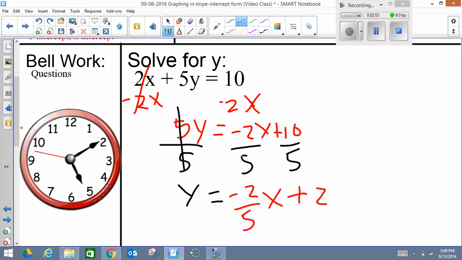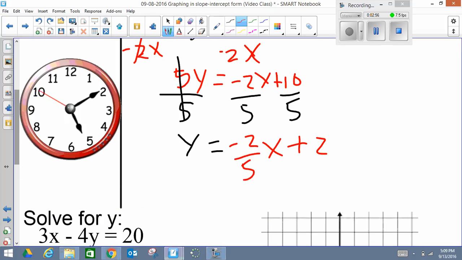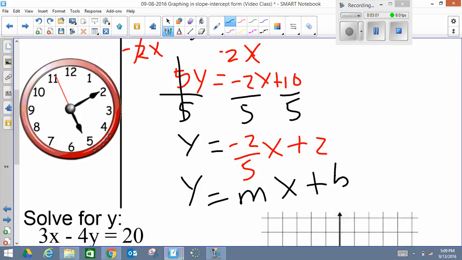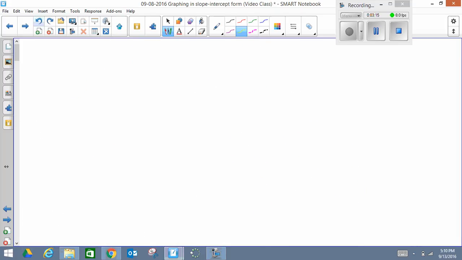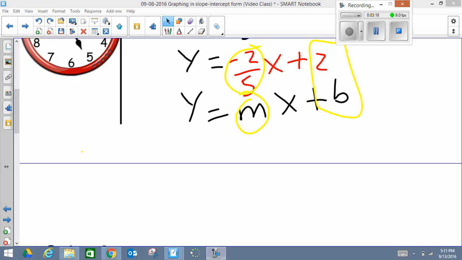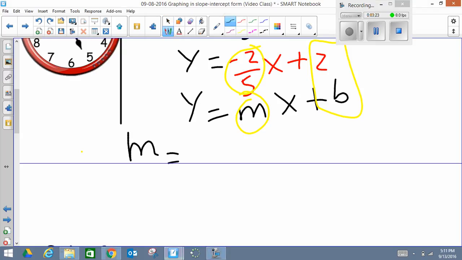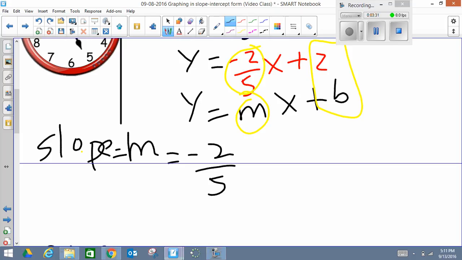Like I said before, the equation is y equals mx plus b. So whatever number is in front of the x is going to be your slope. The number after that is going to be your y-intercept. So let me read. My slope is going to be negative 2 over 5. And remember, that's your slope, which is represented by m.